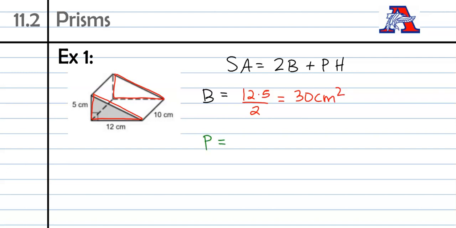Okay, next one is perimeter. Right now we only have two sides of a right triangle. We have 5, 12, and we're missing the hypotenuse. We could do the Pythagorean theorem, but I've done it so many times in my life, and you probably have as well, that you maybe have this one memorized. If you have two legs of 5 and 12, the hypotenuse is going to be 13. 5, 12, 13. It's a Pythagorean triple. We've seen a lot of those.